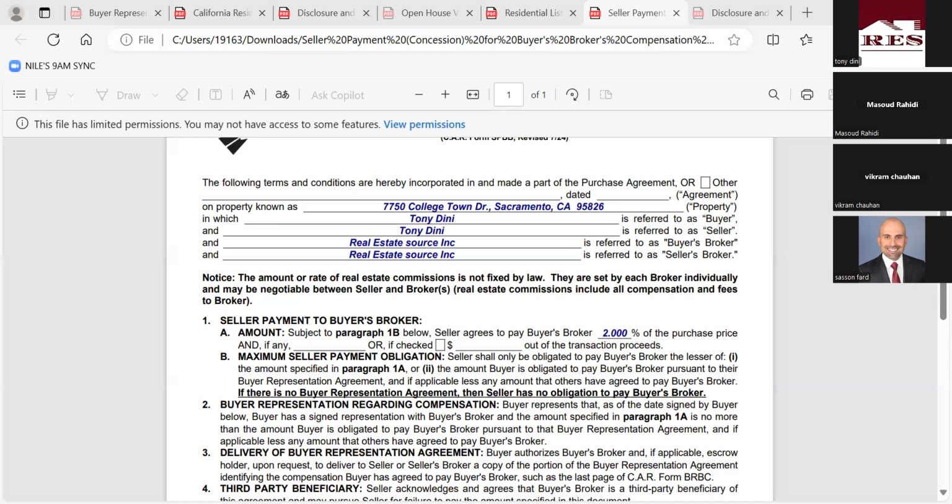What about a text message? Yes, text message is fine. If an agent texts you, hey, how much is the commission? Yes, you can text. Do they have to ask, or can you just say it?